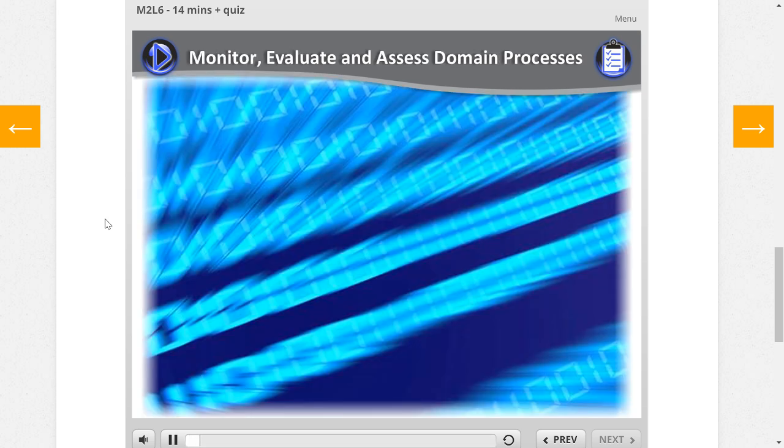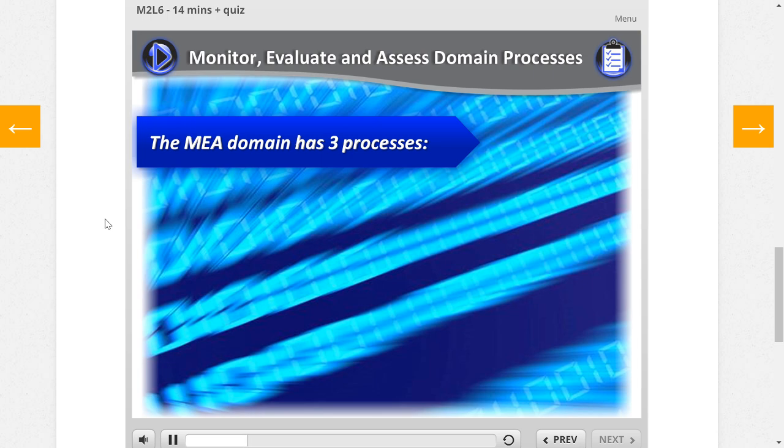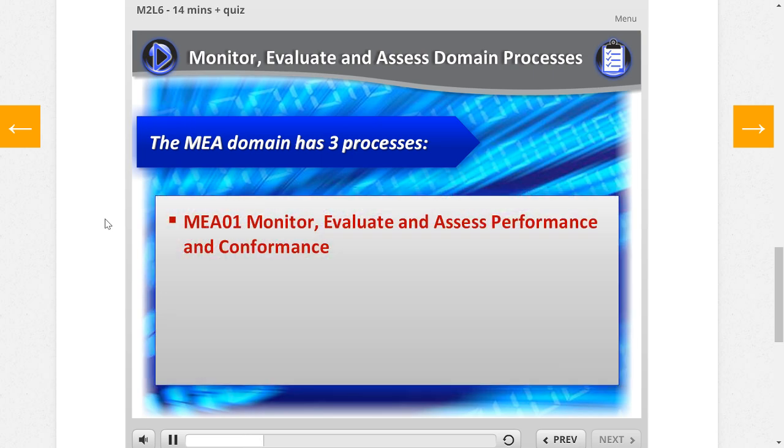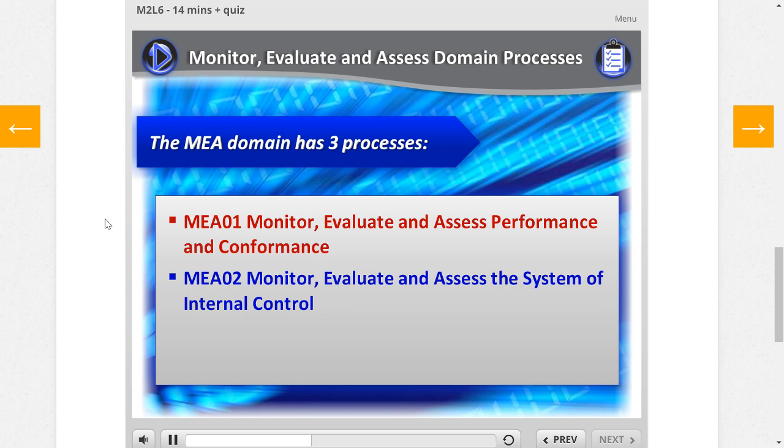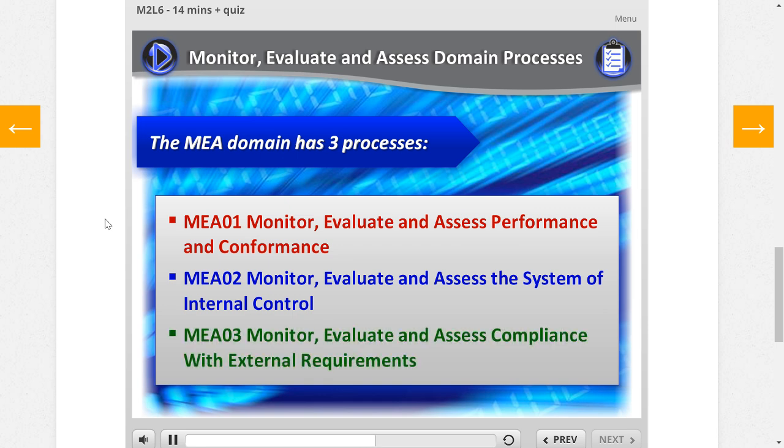The final domain is Monitor, Evaluate, and Assess, or MEA. This domain has 3 processes. MEA-01, Monitor, Evaluate, and Assess Performance and Conformance; MEA-02, Monitor, Evaluate, and Assess the System of Internal Control; and MEA-03, Monitor, Evaluate, and Assess Compliance with External Requirements.